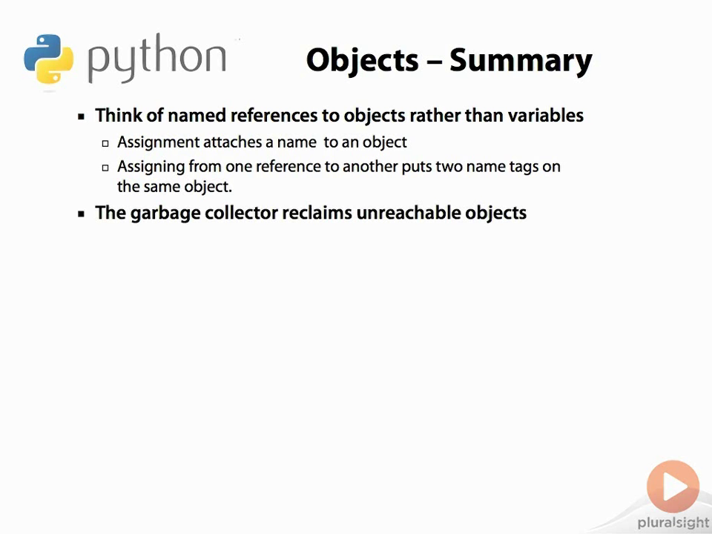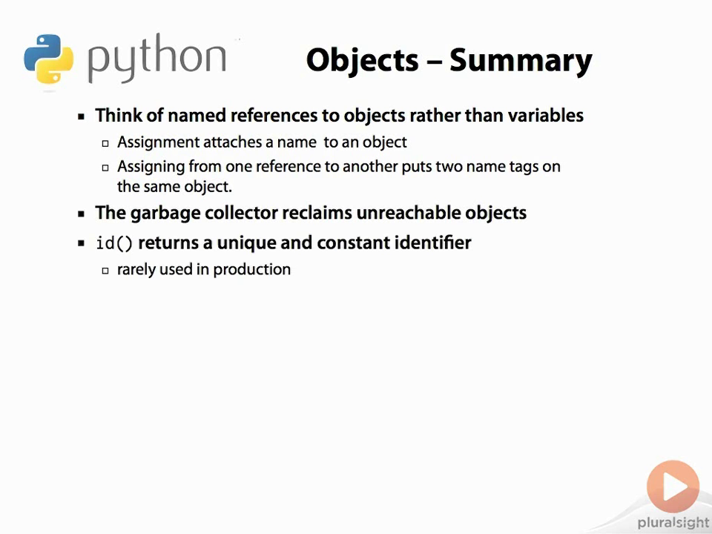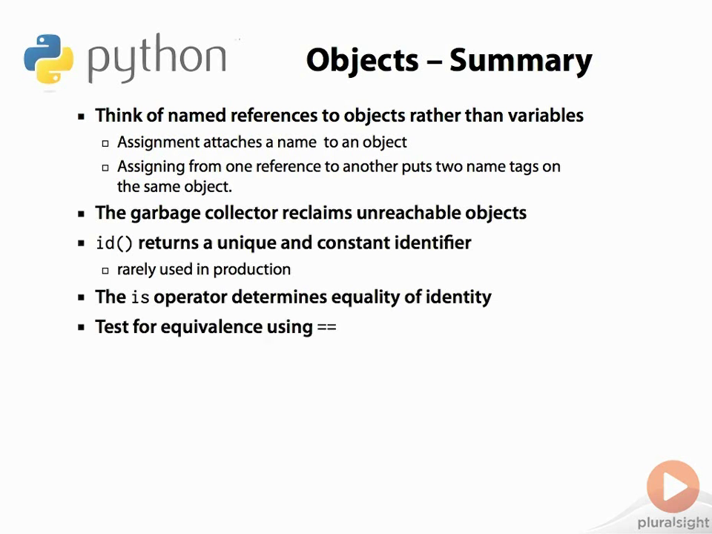The Python garbage collector will reclaim unreachable objects, those objects with no name tag. The id function returns a unique and constant identifier, but should rarely, if ever, be used in production. The is operator determines equality of identity, that is, whether two names refer to the same object. We can test for equivalence using the double equals operator.